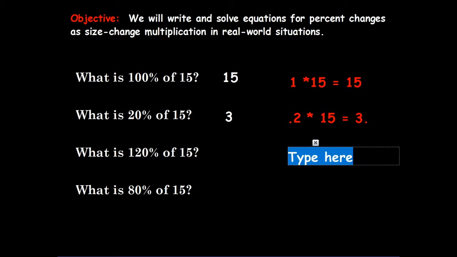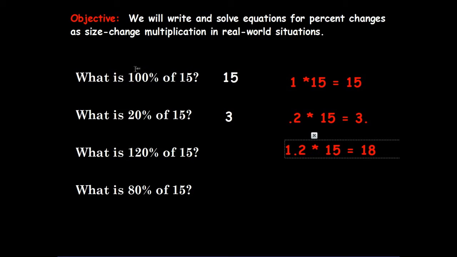120% of 15. Now, the standard way, again, that we would do this is we would turn that into a decimal, 1 and 2 tenths times 15. And if we solve that multiplication out, it will give us 18. But I wonder how many of you noticed that 100% plus 20% is 120%.